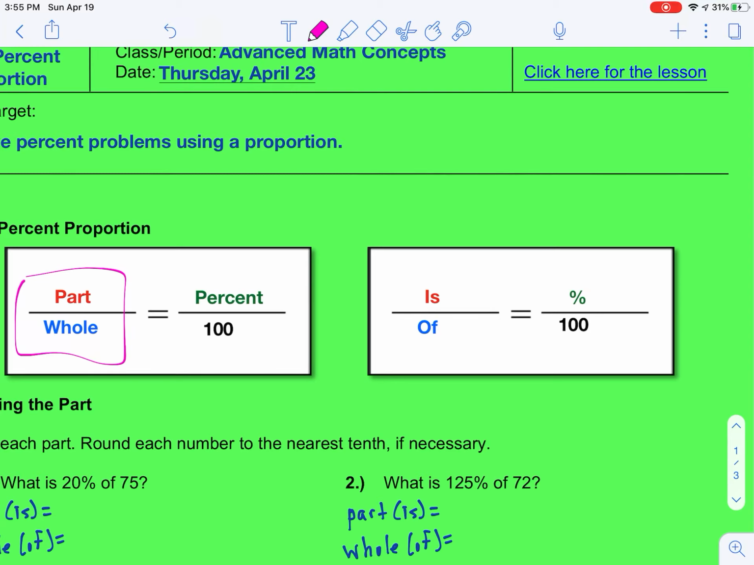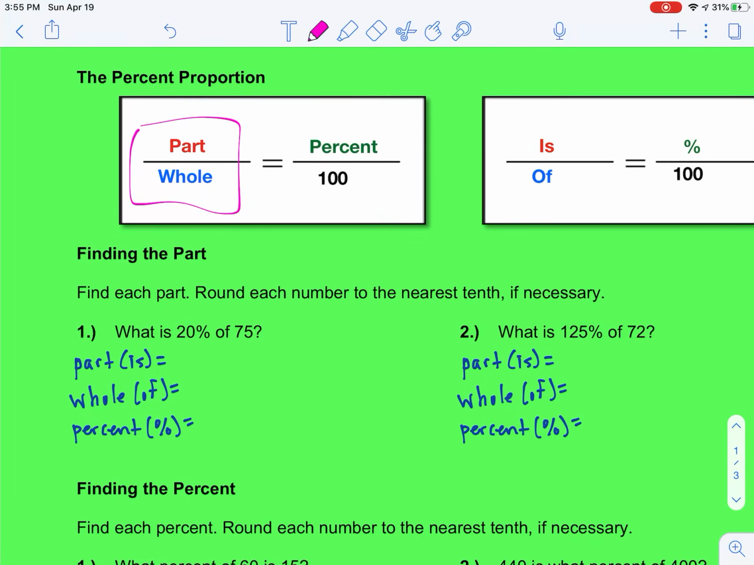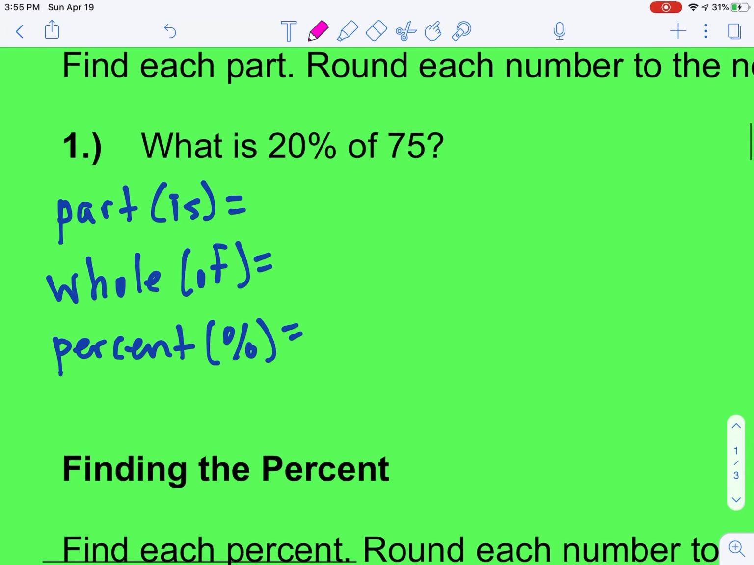However, the words is and of are action words or buzzwords to help us figure out what is the part and what is the whole. So let's do 3 examples together, and hopefully that'll help explain it a little bit more. So my first example here, and I'm going to do all the number 1s. I'm not going to do the number 2s.